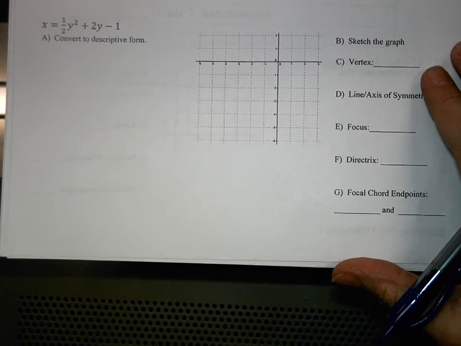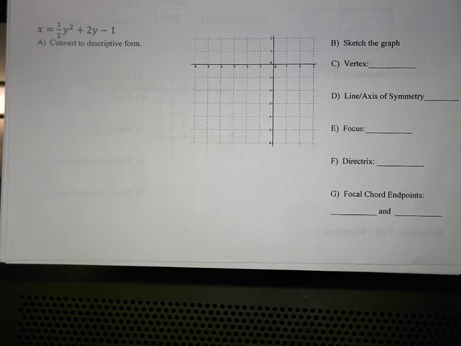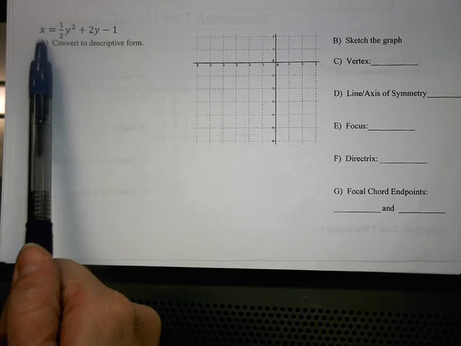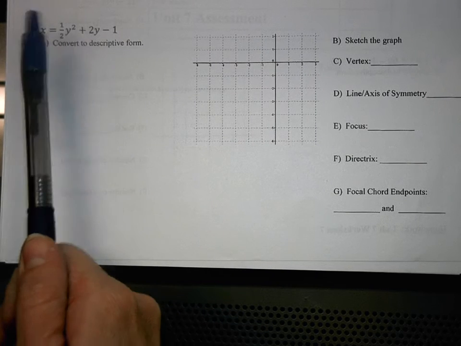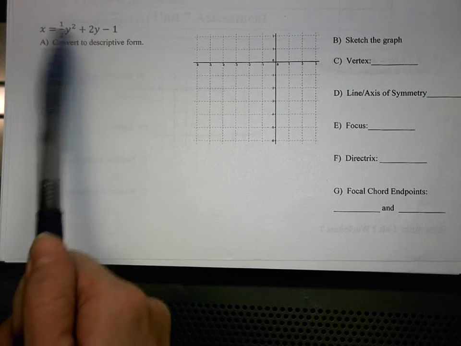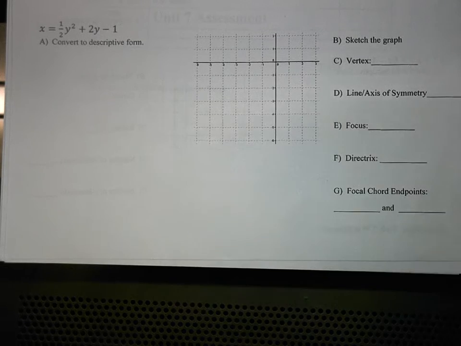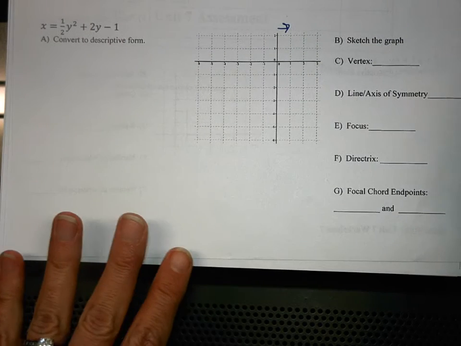Okay, this goes back to what we did in section 6. We need to put this in descriptive form. Looking at this equation right now, what is my squared term? Y, which means we want to get the x by itself. Is the x by itself? Yes. So now we know the direction of our graph. Which way will this go? To the right, and we also know it's going to be a circle or a parabola.